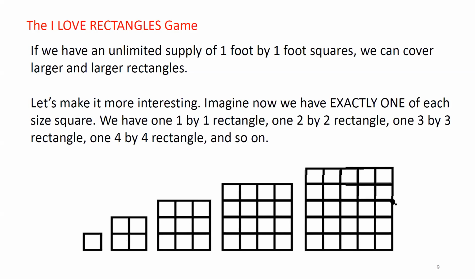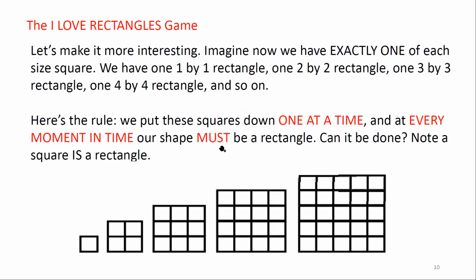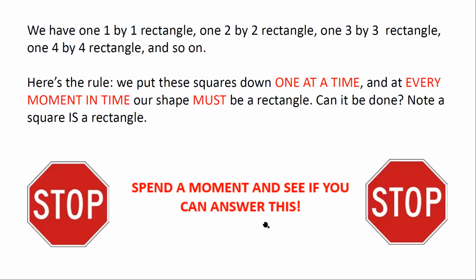And the goal is we want to put them down one at a time so that we always have a rectangle. So again, we have to put them down one at a time, and at every moment in time, our shape must be a rectangle. So can this be done? And note that a square is a rectangle, so we could put down at least one of the pieces. So for example, let's say we put down one piece. Can we put down a second? So I suggest you pause right now and try to put down one piece and then see if you can put down a second. Good luck.